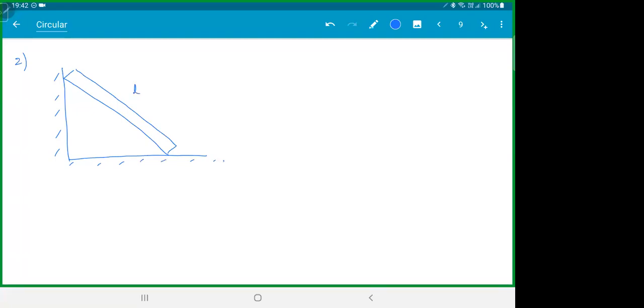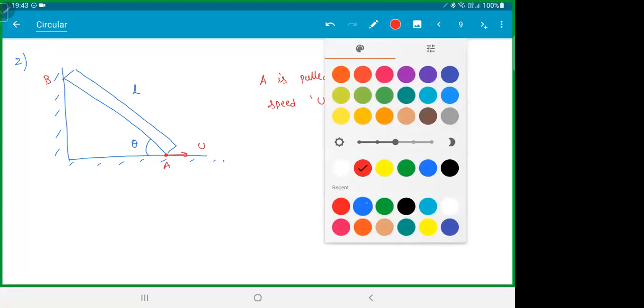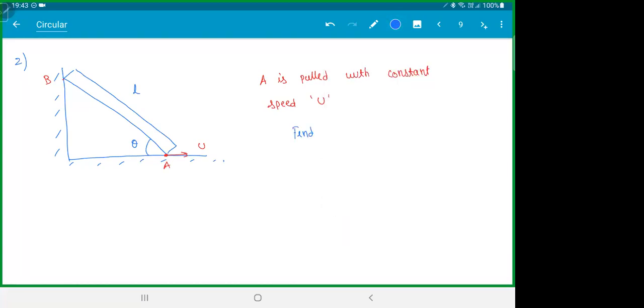We have a rod of length L here, angle theta. This is point A. A is pulled with a constant speed u. Find angular velocity of the rod. So that theta is changing now. A is pulled with constant speed u. If you remember this thing, we have done this in constant motion. Find omega of rod at this instant.